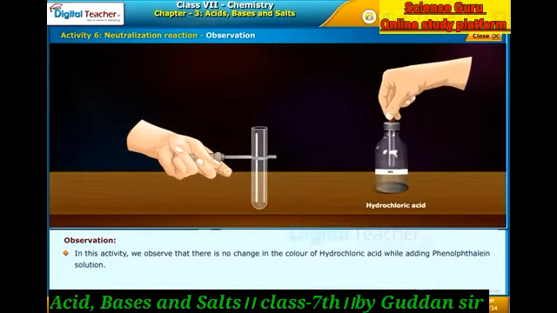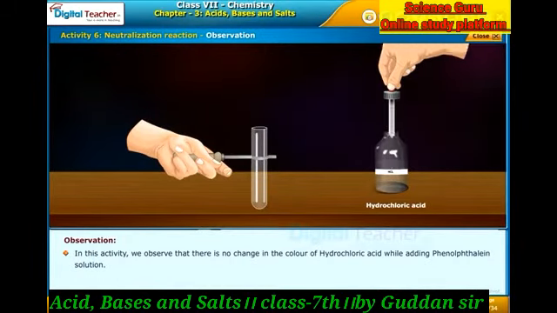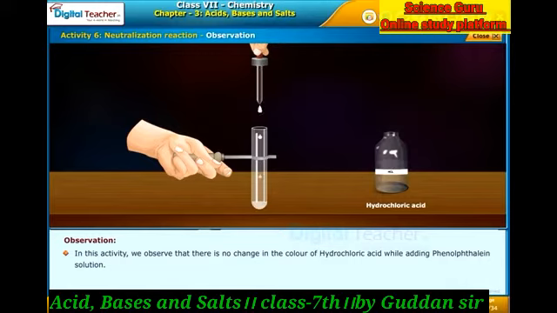In this activity, we observe that there is no change in the color of hydrochloric acid while adding phenolphthalein solution.